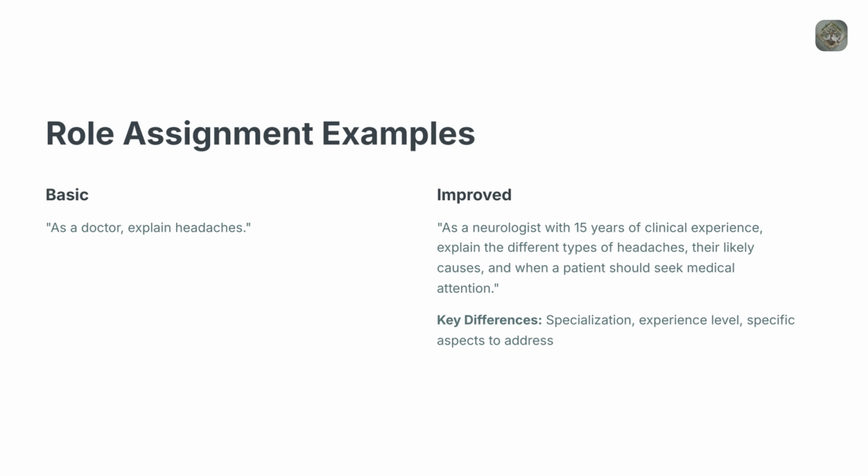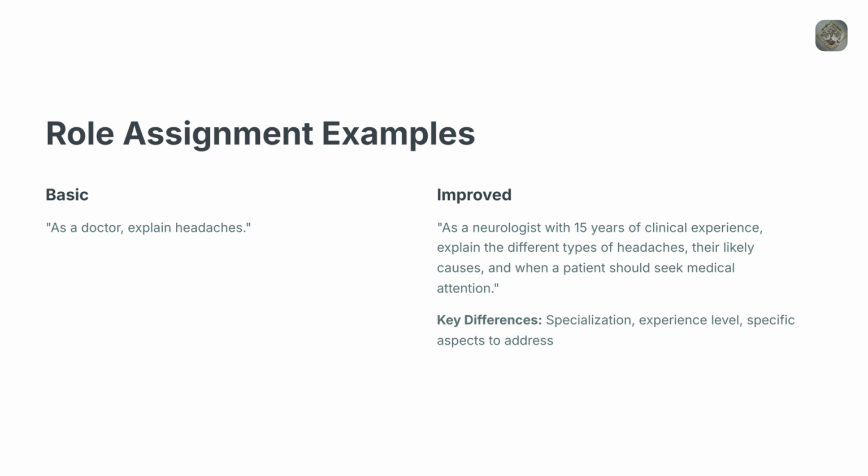The basic prompt, "As a doctor, explain headaches," provides minimal guidance about expertise, focus, or depth. The improved version specifies "As a neurologist with 15 years of clinical experience, explain the different types of headaches, their likely causes, and when a patient should seek medical attention." Note the key differences: a specialized medical field rather than general medicine, defined experience level indicating expertise, and specific aspects to address: types, causes, when to seek care. These enhancements guide the AI to provide information from a more precise perspective with appropriate depth and focus. The same approach applies across domains.